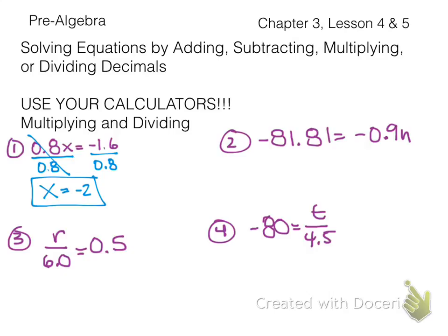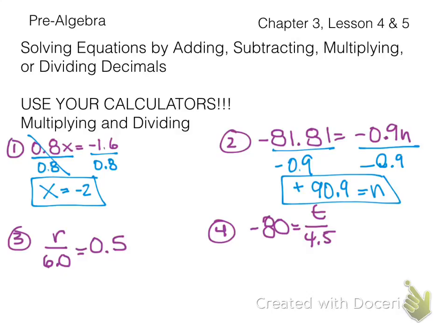Alrighty. So next problem, we have negative 81.81 is equal to negative 0.9n. The opposite of multiplying by negative 0.9 is dividing by negative 0.9. So we have a negative divided by a negative, which means n should be positive. And so 81.81 divided by 0.9, not 0.09. 81.81 divided by 0.9 is 90.9.